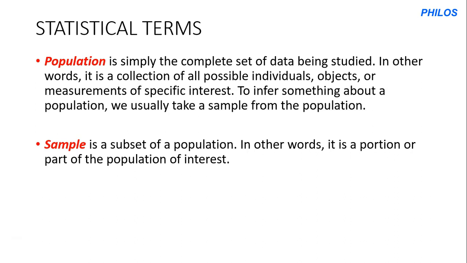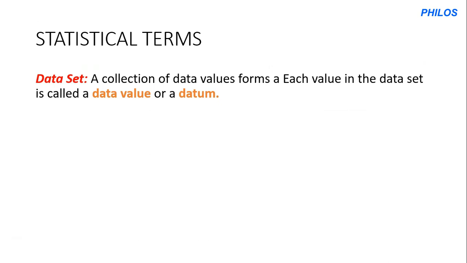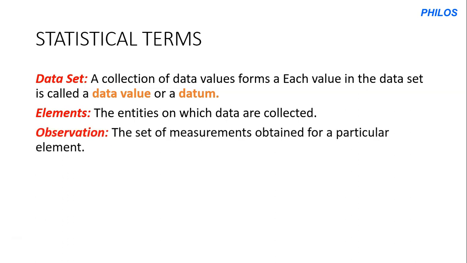So we usually take samples so that we can infer something about the entire population of interest. So let's look at another terminology known as data set. It is a collection of all data values. Each value in a data set is called a data value. And the entities on which data are collected are known as elements or units. Then another term is observation, the set of measurements obtained for a particular element.